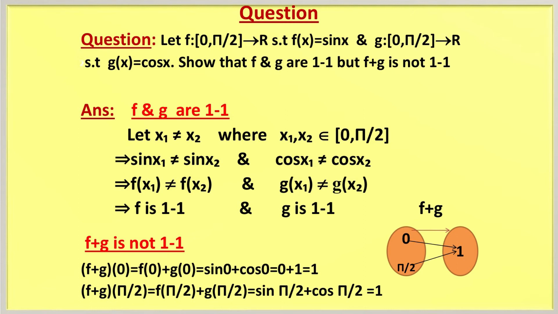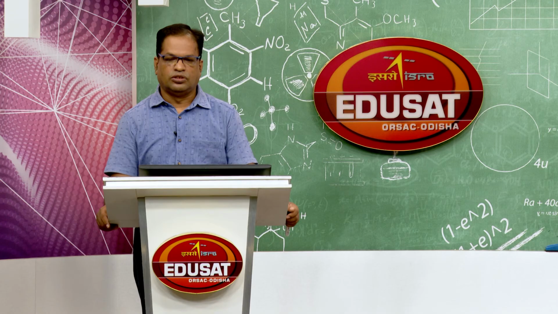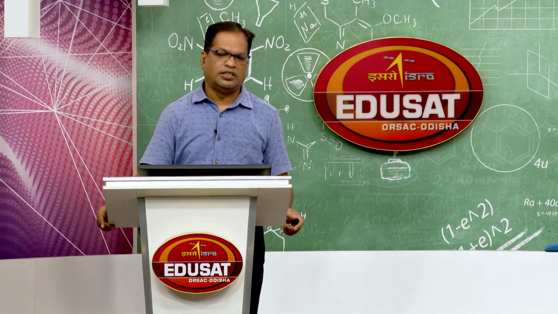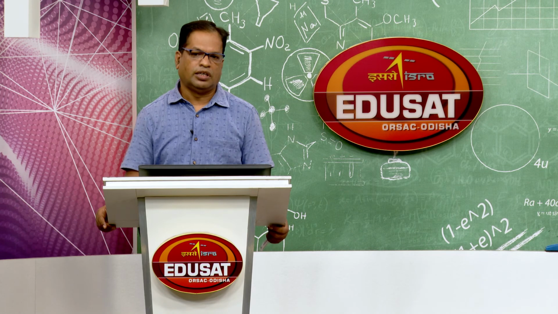So, f plus g 0 is equal to 1, and f plus g pi by 2 is f pi by 2 plus g pi by 2, that is equal to sin pi by 2 plus cos pi by 2. Sin pi by 2 is 1, cos pi by 2 is 0, that becomes 1. So, at two different points 0 and pi by 2, f plus g goes to 1. That means f plus g is not 1 1, that is many 1. One example is enough to show a function is many 1 or into.